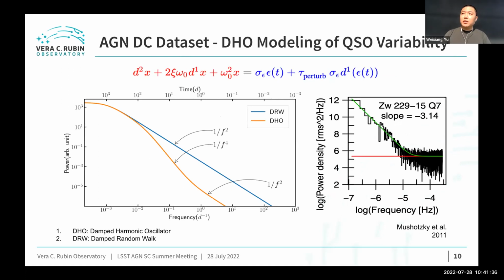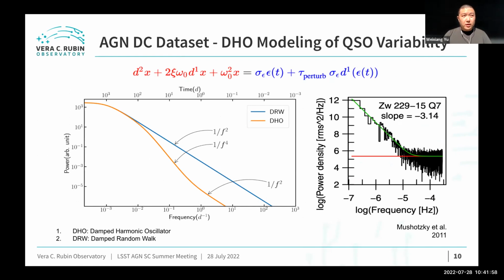Okay, so next I want to talk about how these data sets can still be useful for facilitating algorithm development and testing science ideas in preparation for LSST. First, I'm going to briefly talk about our recent work of modeling SDSS Stripe 82 QSO light curves as DHOs.